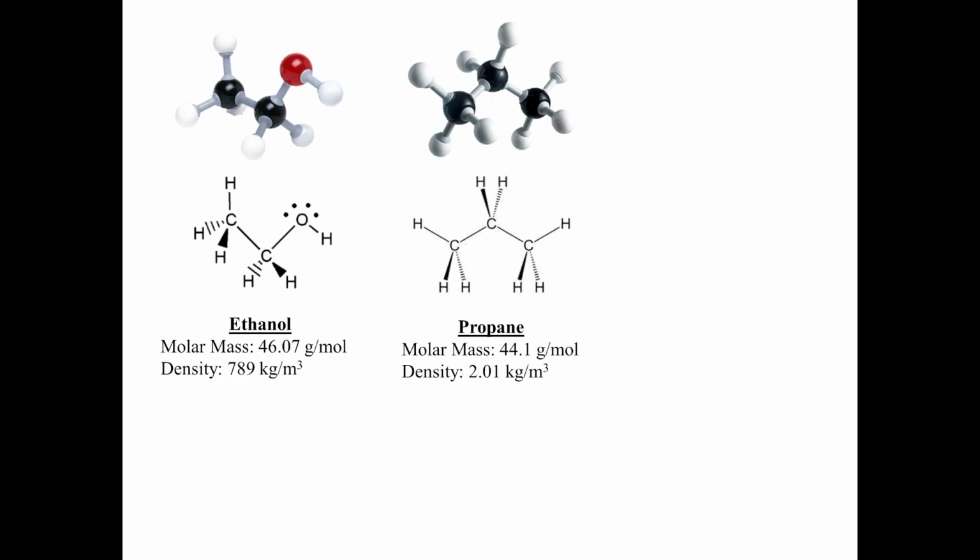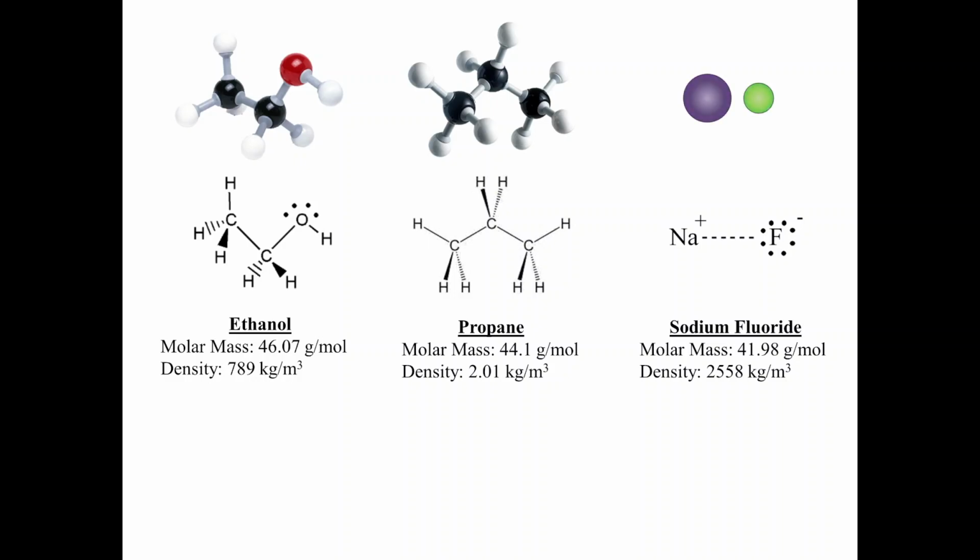And our last molecule for today, sodium fluoride, with a molar mass of 41.98 grams per mole and a density of 2,558 kilograms per cubic meter. Now, there are no model kits for ionic molecules, unless you have those little ball magnets, but I couldn't get a picture of those without getting my fingers in the shot. So you'll have to settle for these lovely circles that I drew.